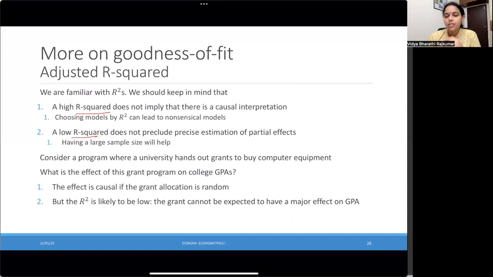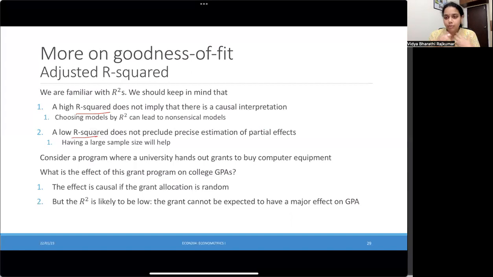So the bottom line here is that deciding on models based on the R-square value alone may not give us meaningful conclusions. To give you just a simple example, if we were to look at a program where a university hands out grants to students to buy computer equipment, and they're interested in seeing if that grant actually has an effect on the students' college performance, their GPA. Now, if this grant rollout was done randomly, meaning a student was picked at random and they got the computer equipment, then when we run a regression there, we can estimate the causal effects because it was a randomized experiment. The ceteris paribus condition will hold by definition.